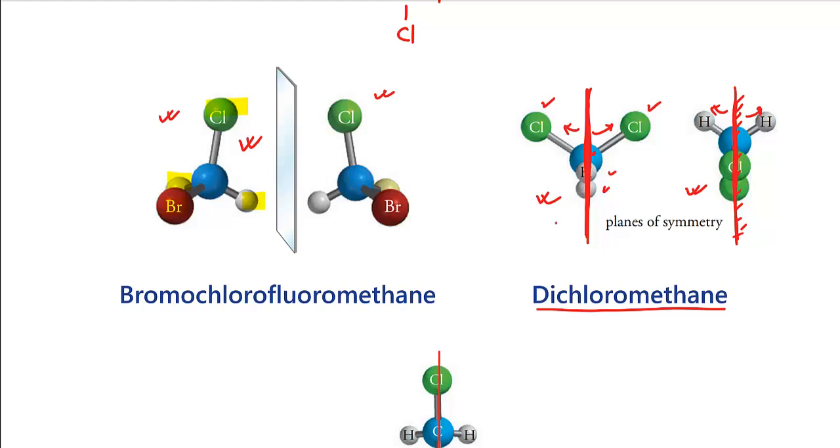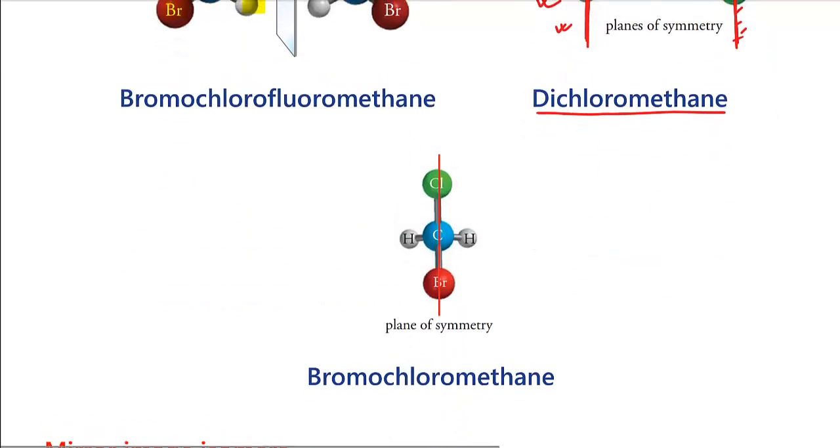Basically, for this molecule, I can show there are 2 such planes of symmetry. So that's why this molecule is not a chiral molecule. In some cases, you can find 2 planes of symmetry. In some cases, you can find 1 plane of symmetry. In some cases, you can also find more than 2 planes of symmetry. For example, in this case, you can find only 1 plane of symmetry.